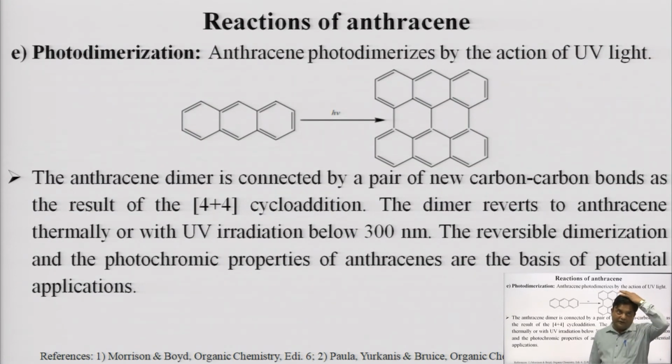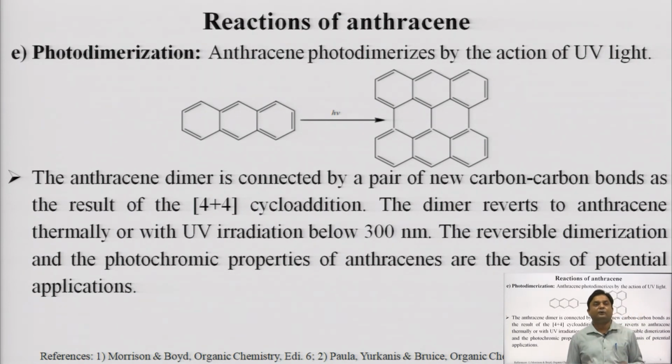Next important reaction is photodimerization. Anthracene gives the dimer in the presence of UV light. The anthracene dimer is connected by a pair of new carbon-carbon bonds as the result of 4+4 cycloaddition. The dimer reverts to anthracene thermally or with UV irradiation below 300 nanometers. The reversible dimerization and the photochromic properties of anthracene are the basis of potential applications.